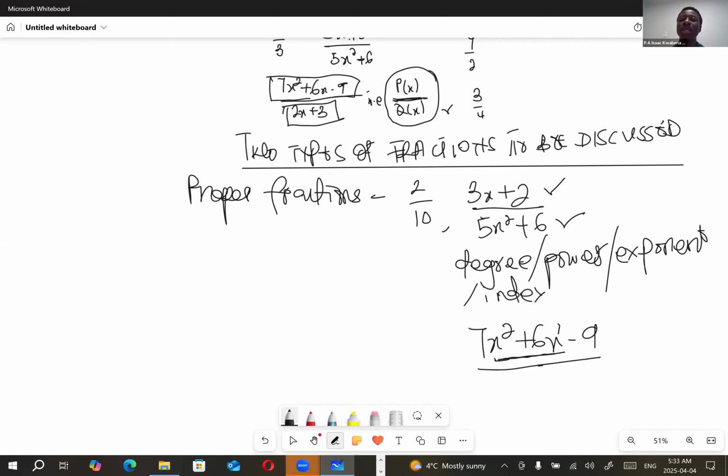So if I ask you what is the degree of this expression, you go for the highest degree. The highest degree here is 2, right? Are you listening to me? So the degree of this expression is 2. The highest degree is the degree for the entire expression. In fact, that is what gives the expression a name.